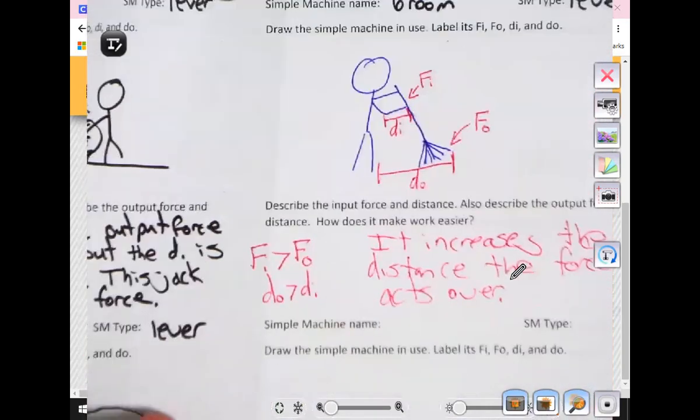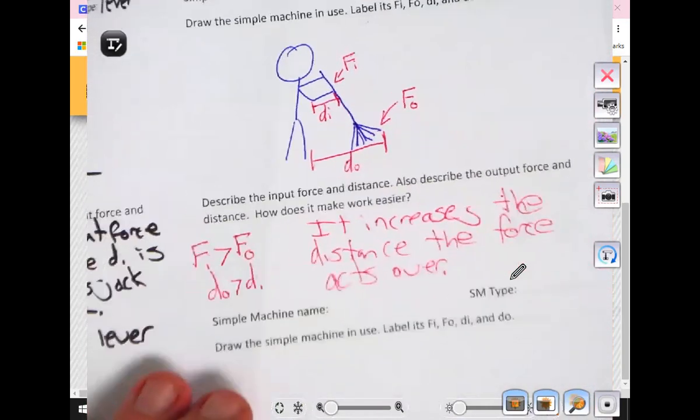All right. Now, let me show you. You're going to get a partner. We're in groups of two. And I'm going to give you a simple machine. So get a partner. I'll give you 10 seconds.